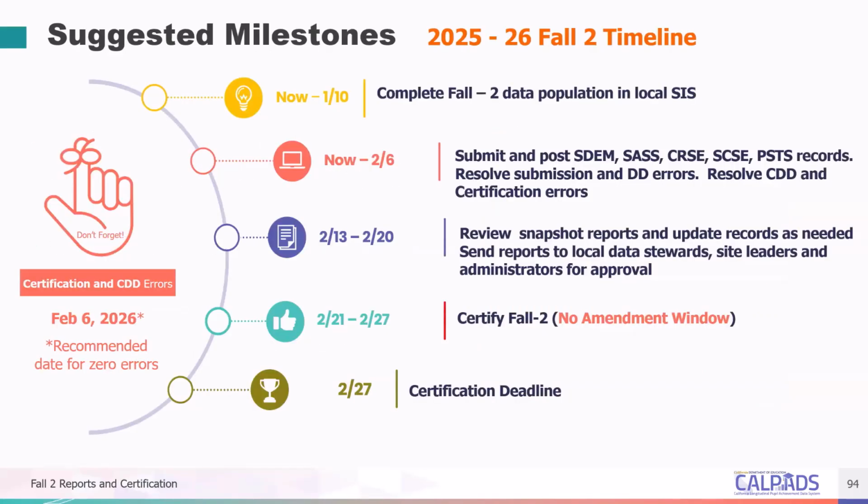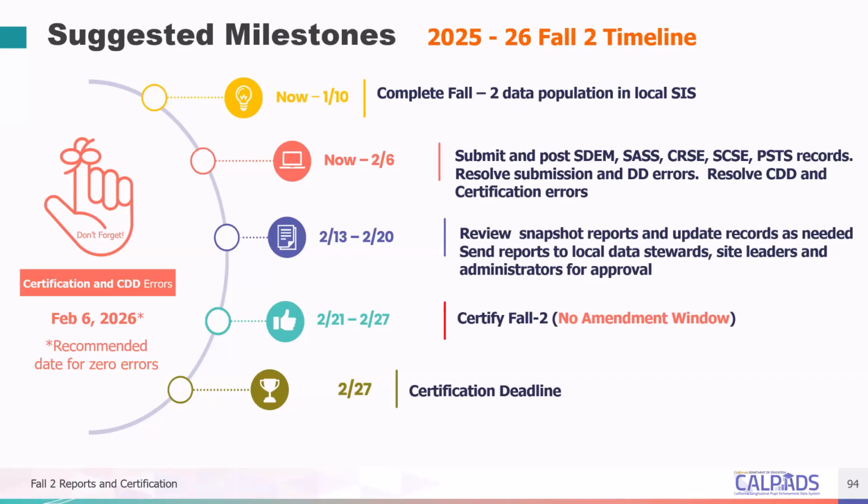Here are the suggested milestones for the 25-26 Fall 2 timeline. We do not know where you are in this timeline, so we'll be very general. In November, you should be submitting your records, and this should continue into February, right? So you have your data population for the majority of the winter. You want to start before winter break. If you take winter break, come back and do it. If you can finish before winter break, that's great.